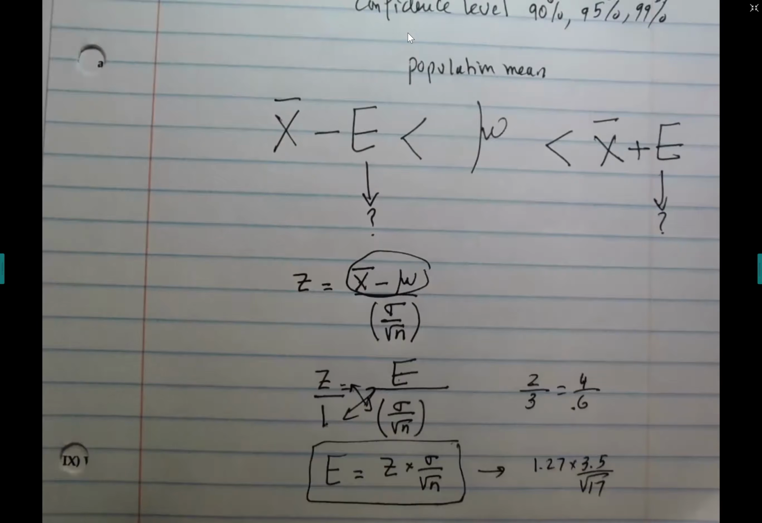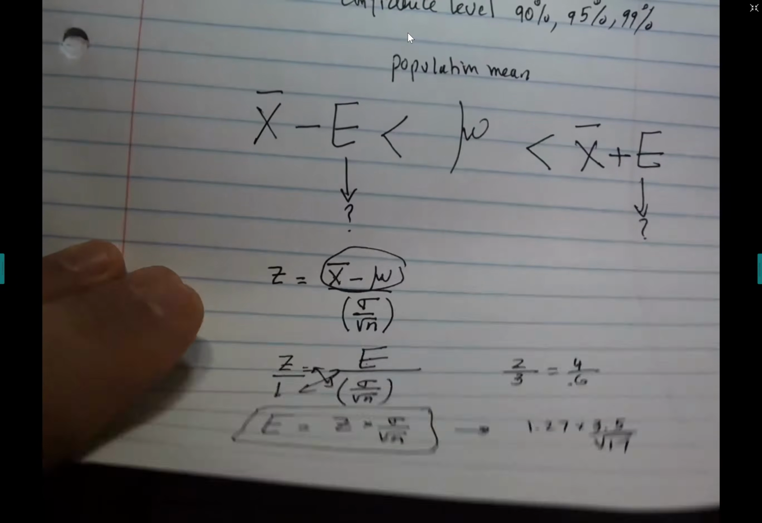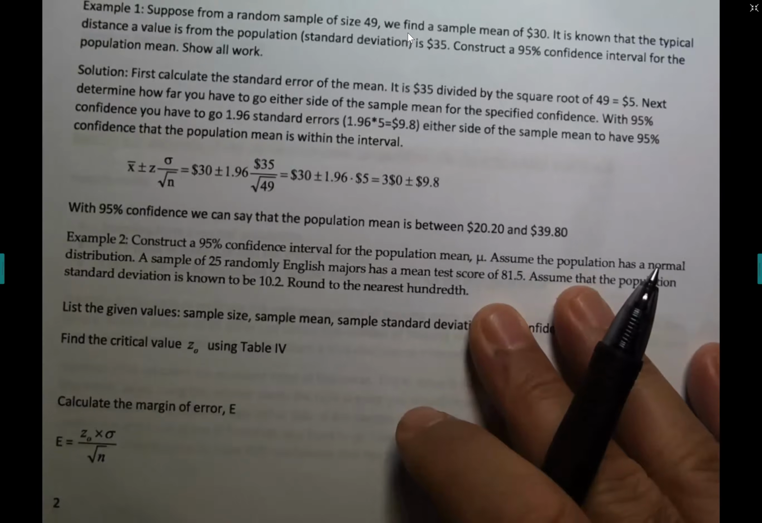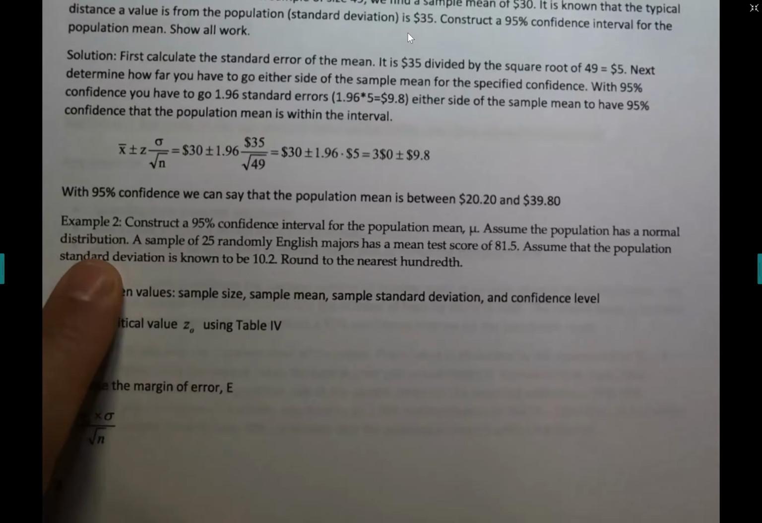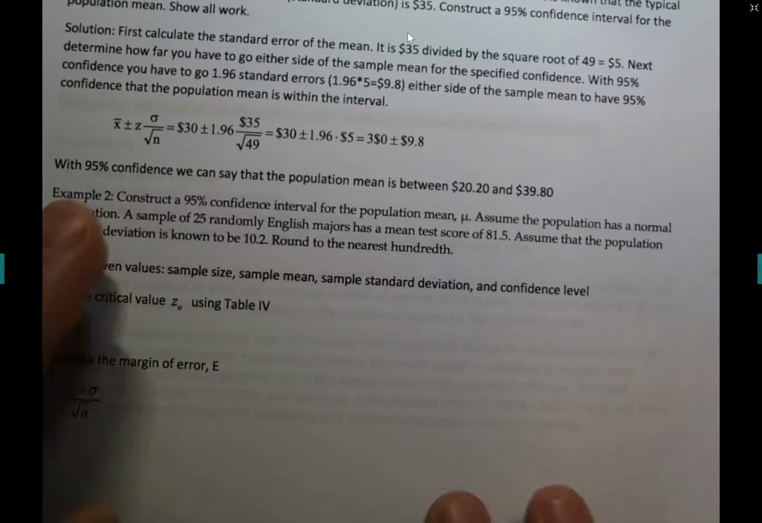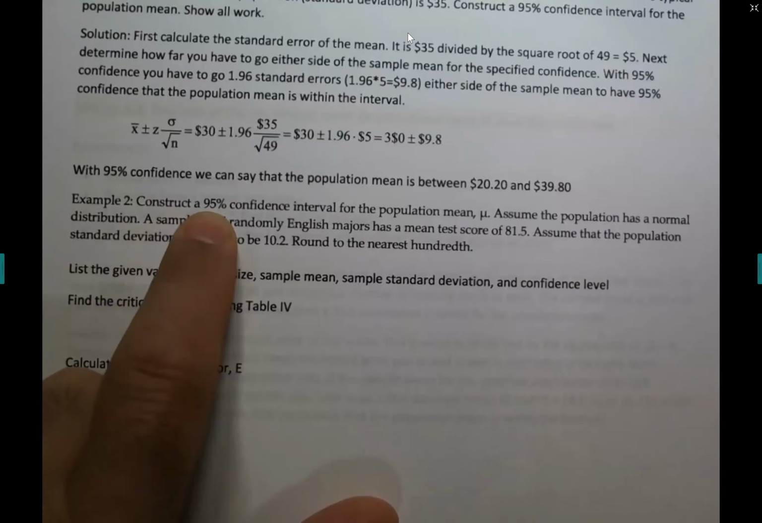Let's put this into practice and show you how to find the confidence interval in the first example in section 6.1. So I'm going to go to section 6.1. We're going to do example 2, and I will review example 1 once we do example 2. But example 2 has steps, which I'm going to walk you through. Construct a 95% confidence interval for the population mean mu.